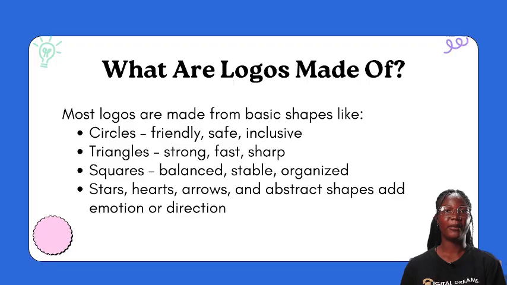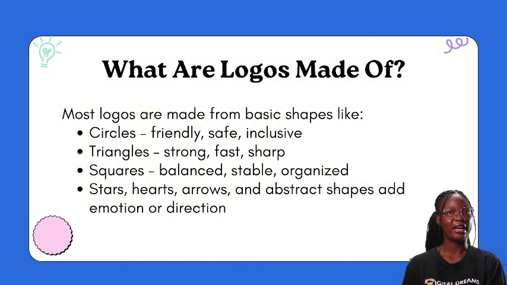We said that every logo is made with shapes, and in each design there are usually shapes too. There are different types of shapes. We have the square, the rectangle, the triangle, circle, abstract shapes. These abstract shapes are basically shapes that are made from different shapes. So what are logos made of? Like I said, they are made from basic shapes like circles.